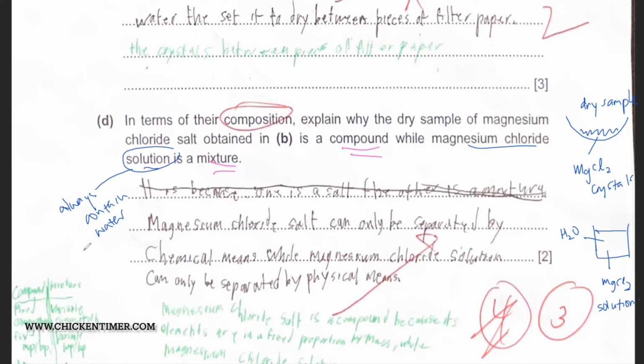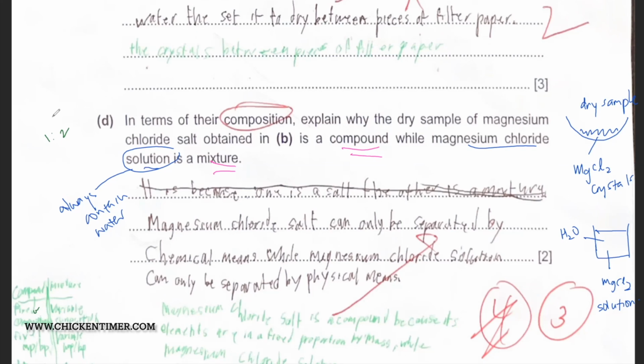So one is they say compounds have a fixed composition. Fixed composition means that if the compound is made up of 2 elements in the ratio of 1:2, then if you go to any other magnesium chloride compound, the ratio will still be 1:2, whereas in a mixture, the ratio is always different.